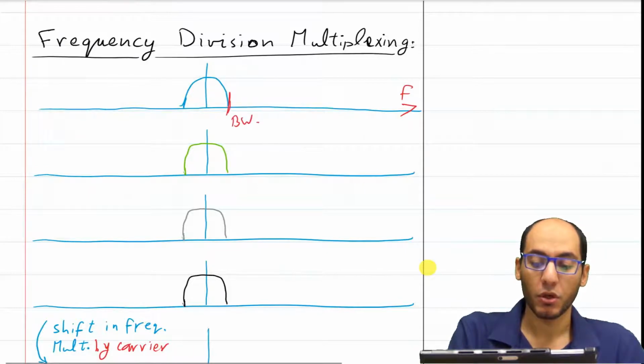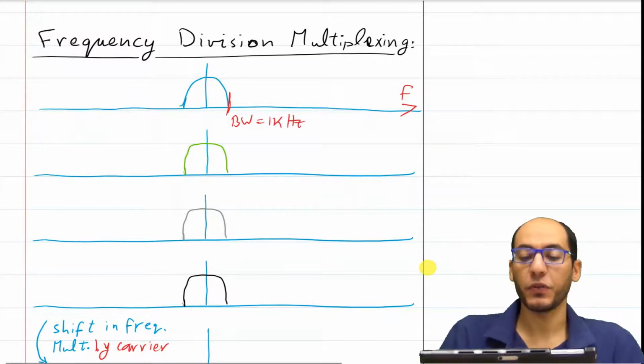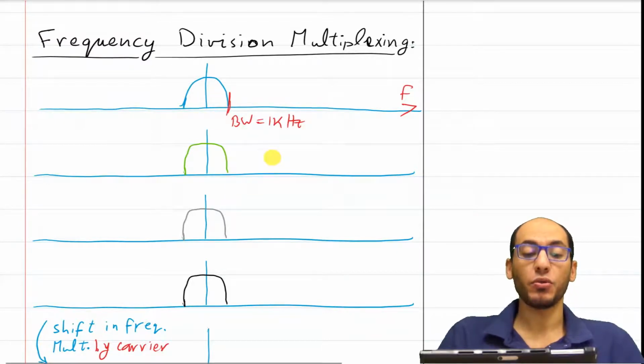Bandwidth equals 1 kilohertz. Okay? And for the sake of simplicity, all of them have the same bandwidth. How can I transmit them together? And they're continuous signals. Okay? Do I need to do sampling right now? No, I do not need to do sampling.